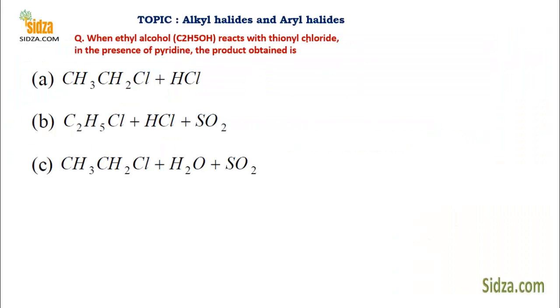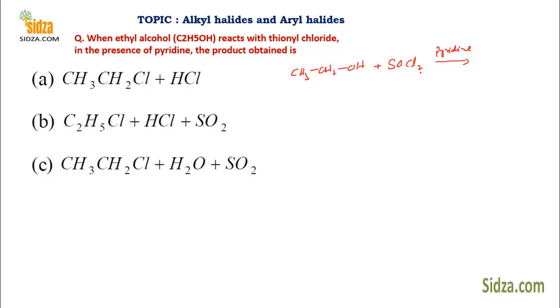Ethyl alcohol reacts with thionyl chloride in presence of pyridine. What is the product here? Okay, so let's see this reaction. Ethyl alcohol, that is CH3CH2OH, when it reacts with thionyl chloride, SOCl2, in presence of the pyridine.